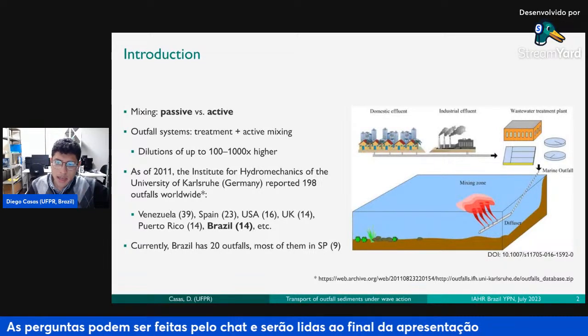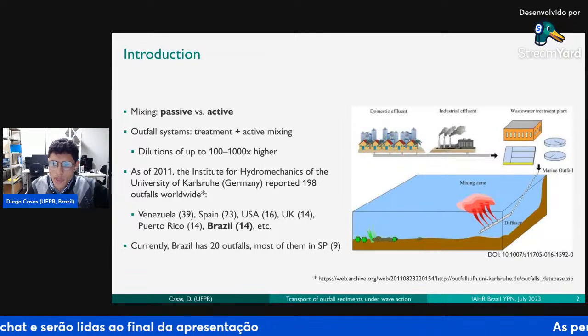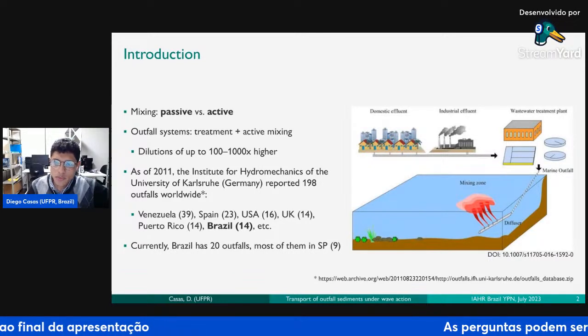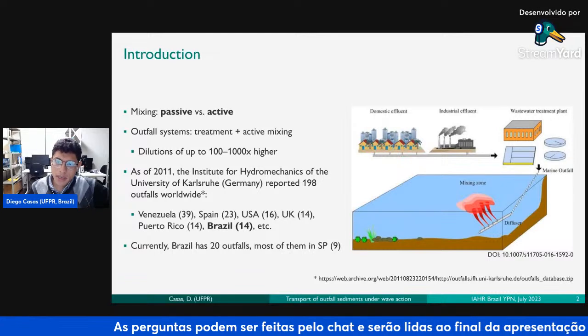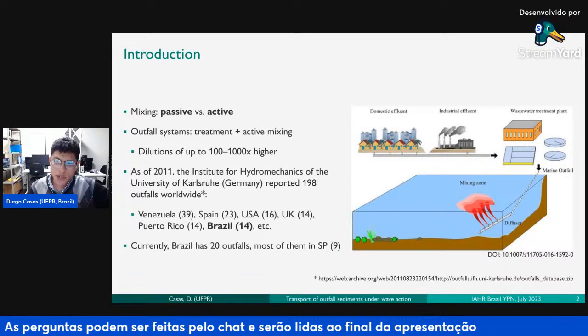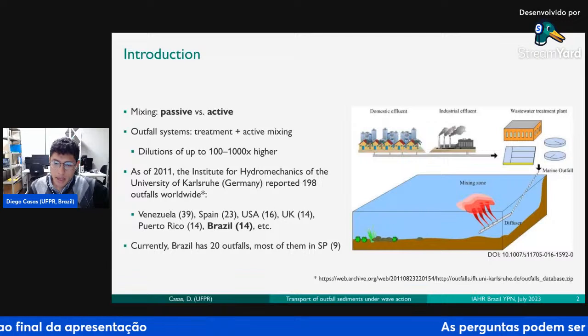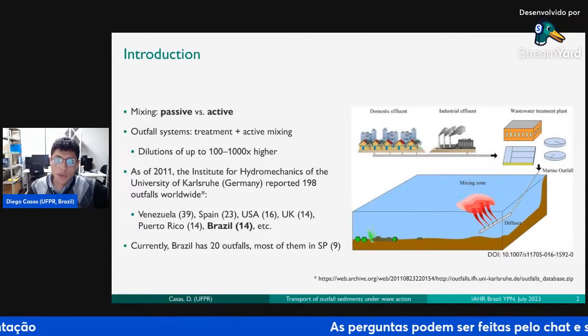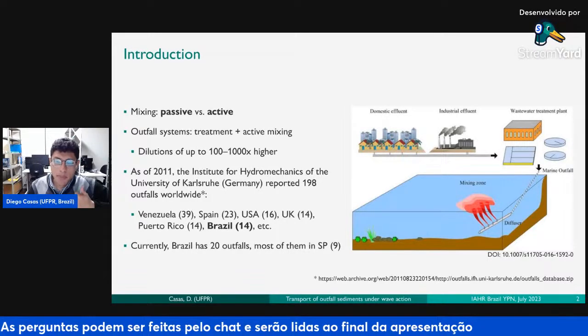When we analyze a submarine outfall, we usually divide the region into three parts. We have a near field that has a jet-like behavior in which the velocity and momentum are higher. Then we have a plume-like region that is called the far field, in which the effluent is transported passively by ambient currents.